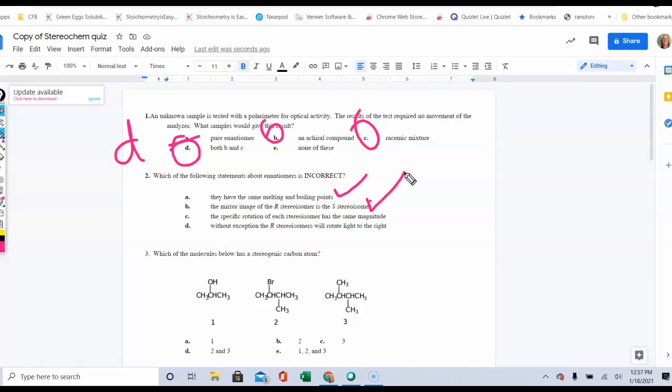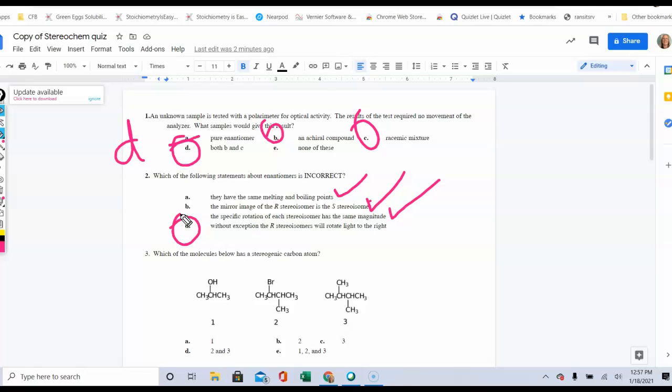The specific rotation of each stereoisomer has the same magnitude. Yes, just in the opposite direction. Without exception, the R stereoisomers will rotate light to the right. Not true. This is our one false statement. R simply means that the formation or the order of connectivity within the molecule is in the clockwise direction. It does not speak to how the rotation of the light is going to occur.